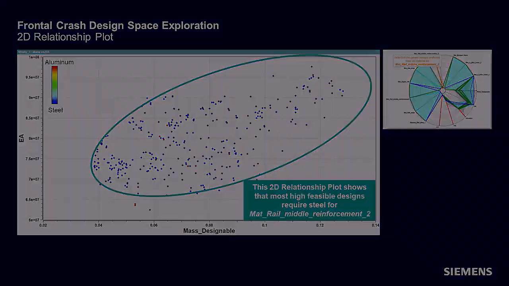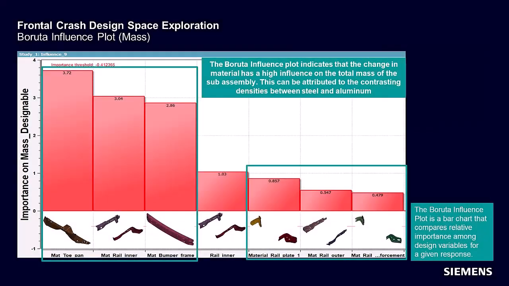Next, let's look at a different plot type to further gain insight into the variable influence on the results. The Boruta influence plot is a bar chart that compares relative importance among design variables for a given response. Here, the Boruta influence plot indicates that the change in material has a high influence on the total mass of the subassembly. This can be attributed to the contrasting densities between steel and aluminum.